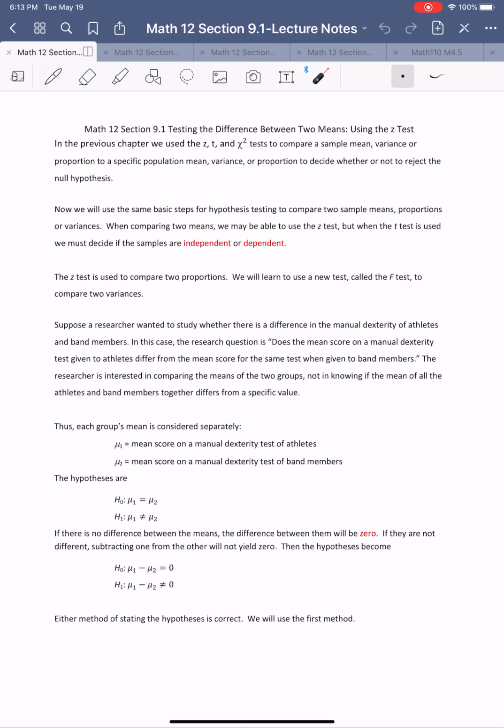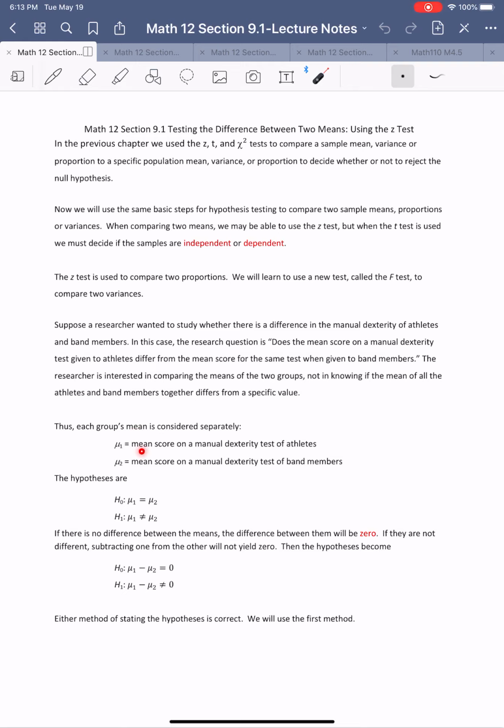Suppose a researcher wants to study whether there is a difference in the manual dexterity of athletes and band members. In this case, the research question is, does the mean score on the manual dexterity test given to athletes differ from the mean score on the same test given to band members? The researcher is interested in comparing the means of the two groups, not in knowing if the mean of all the athletes and band members together differs from specific values. Thus each group mean is considered separately.